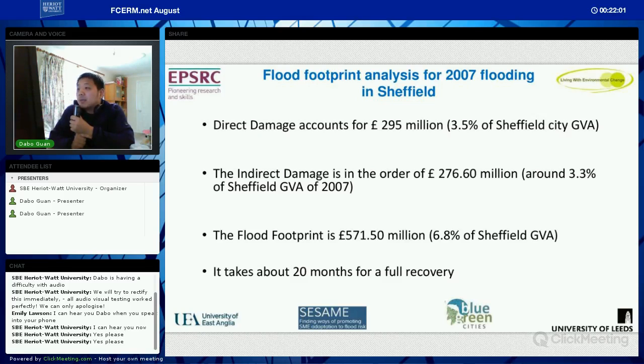gross value added. The indirect damage is about 276, and the total flood footprint is 6.8%, almost twice the direct damage. And it took about 20 months to fully recover to pre-disaster level. This is something I forgot to mention: when we talk about recovery in the flood footprint, we always measure against the pre-disaster level.